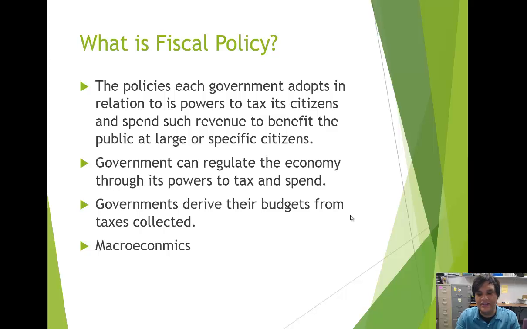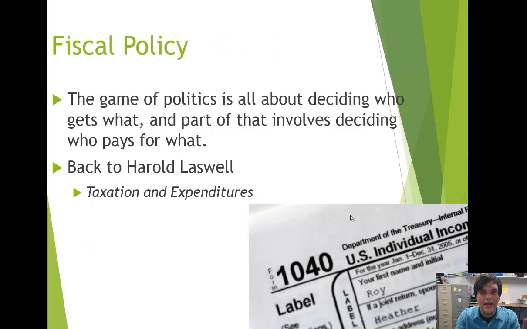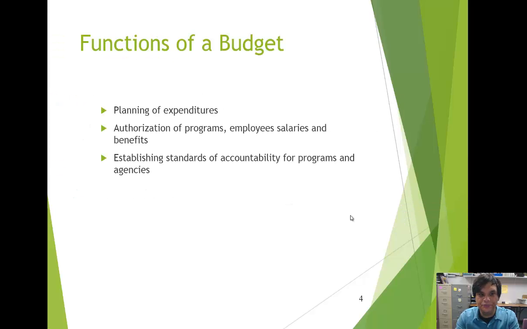If you remember back to week 1, we talked about the definition of politics, which is who gets what, when, and how, and that came from Harold Lasswell. Well, because the game of politics is all about deciding who gets what, part of that also involves deciding who gets to pay for what, and that's part of fiscal policy in general. Going back to Harold Lasswell, who gets what, when, and how, well, someone has to pay for the things that they get, and who's going to do that. Fiscal policy is really all about taxation and expenditures, more or less.